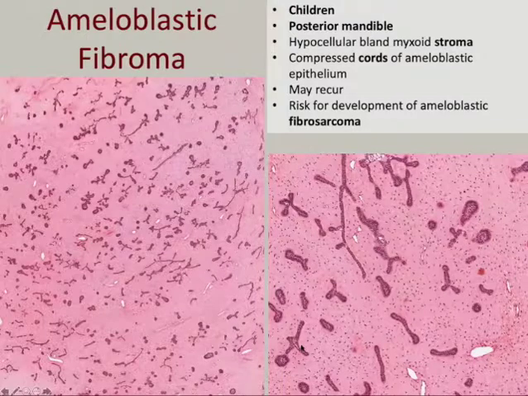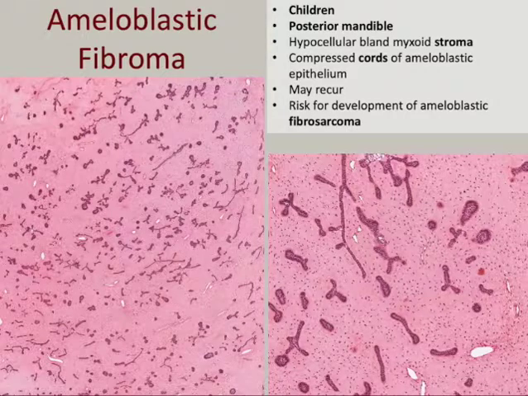So ameloblastic fibroma is another ameloblast type of lesion, usually in the posterior mandible of kids, which is these very compressed cords of ameloblastic epithelium. You shouldn't have any exuberant epithelium, otherwise you're going to make a diagnosis of ameloblastoma instead. What ameloblastic fibroma can do, though, is transform to fibrosarcoma. So it's the stromal component that becomes malignant instead of the epithelial.